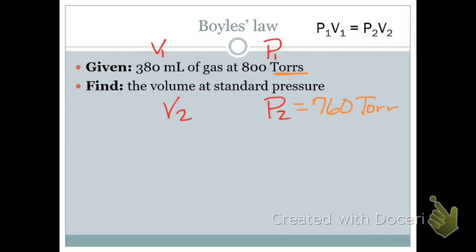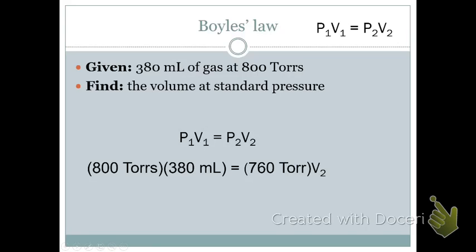Okay? So I have all my stuff. I'm going to plug and chug like I did before. 800 torr times 380 milliliters is equal to 760 torr times V2. So here's my P1, V1, P2, which again is my standard of torr, and I'm solving for V2. I'm going to do the same thing I did before. To get V2 alone, I'm going to divide both sides by 760.